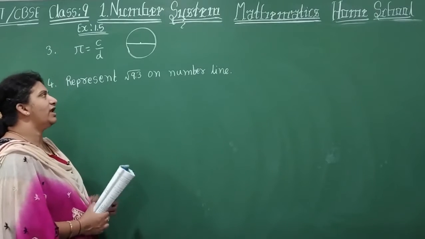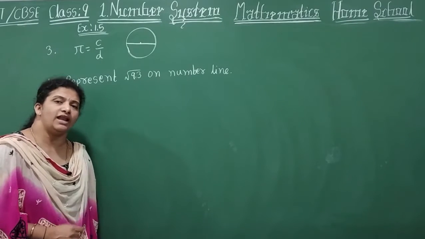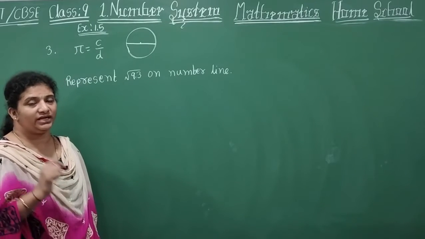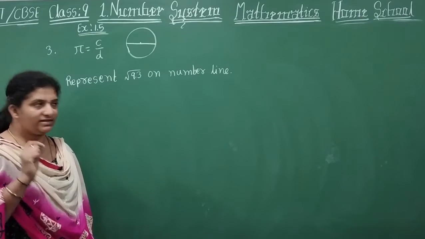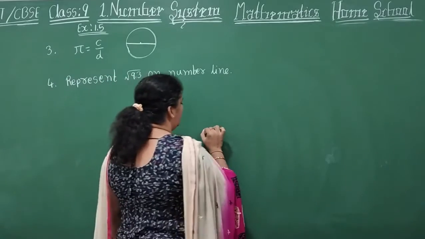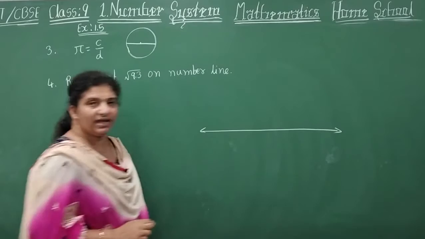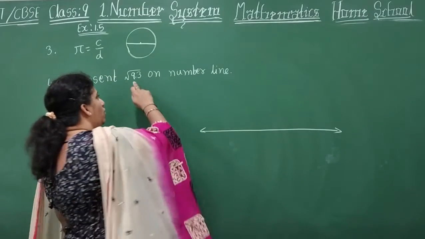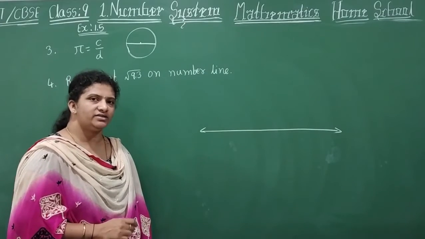Represent root of 9.3 on the number line. So do you remember your last class, children? How did we do the number line? Same pattern. So once again, let's start with the freehand drawing here. First, what have we done? Take a number line. So 9.3, how do you mark it here, children?